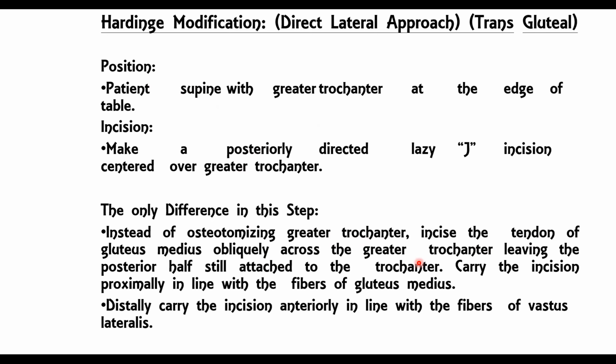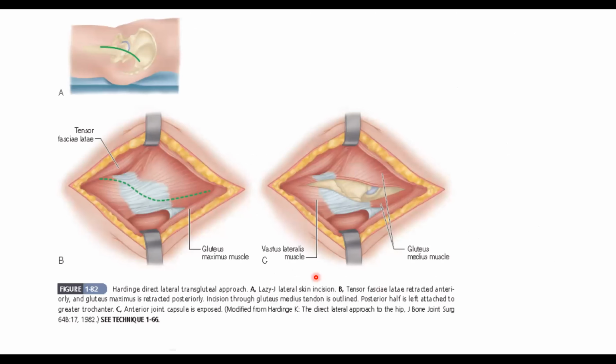Okay, the only difference. Carry the incision proximally in line with gluteus medius. Distally, you can carry it with the fibers of vastus lateralis. Here you can see Harding's direct approach. This is a curved incision. Underlying soft tissue dissection is done. This is the tensor fasciae latae. You will see this is the orientation you need to have. This is the lateral side. Okay, vastus lateralis. This is towards the shaft. This is towards the greater trochanter.